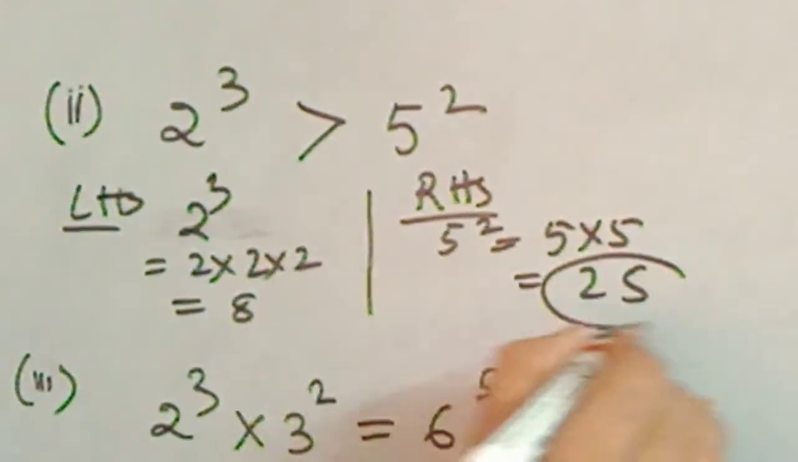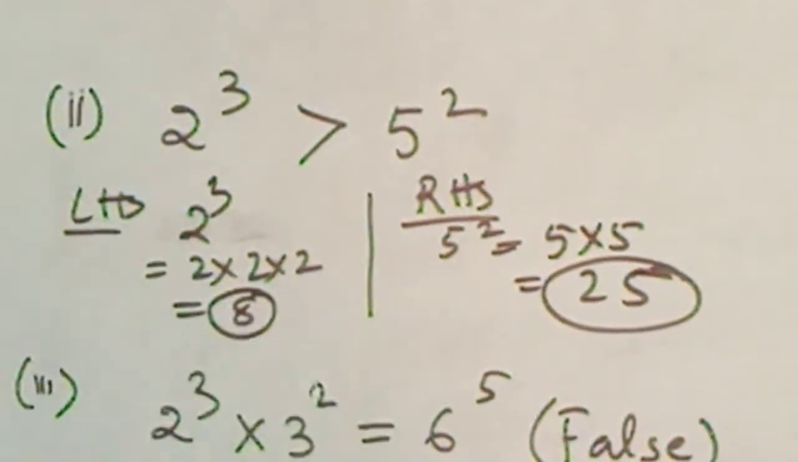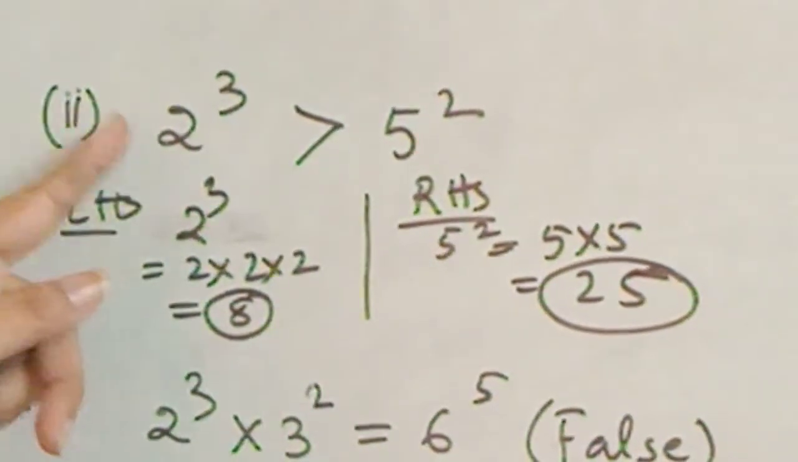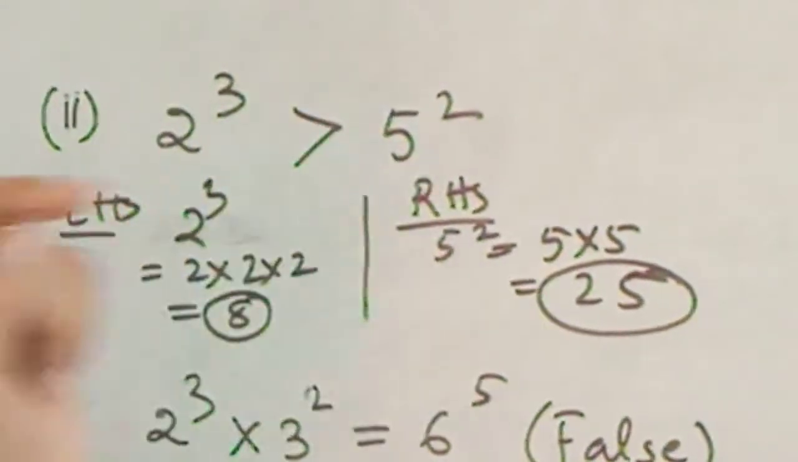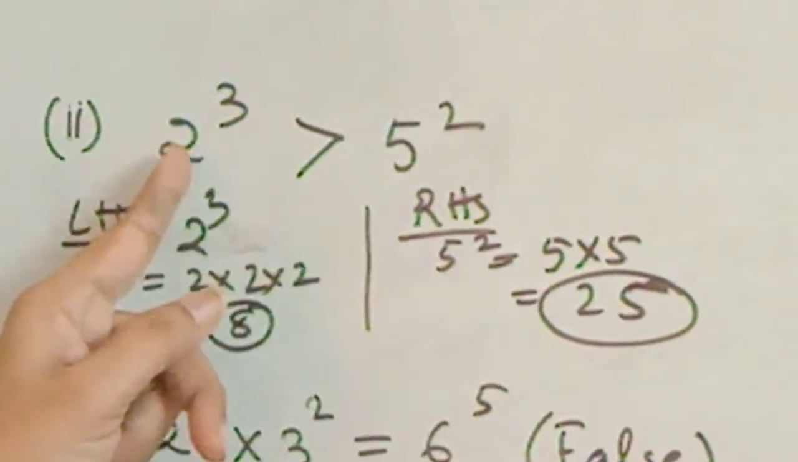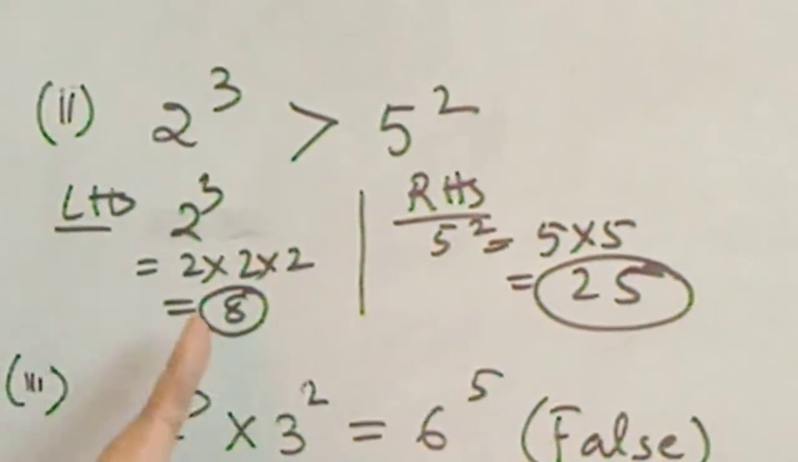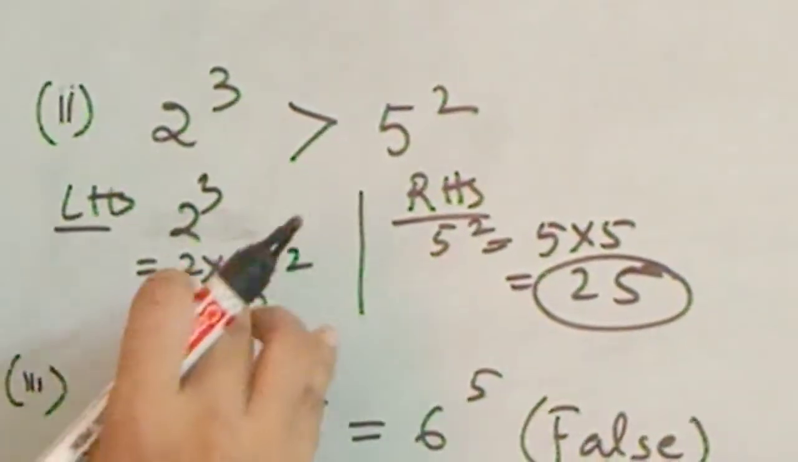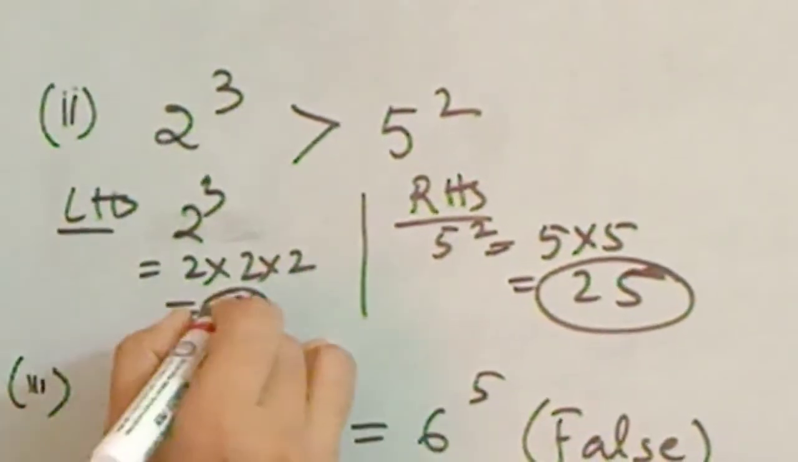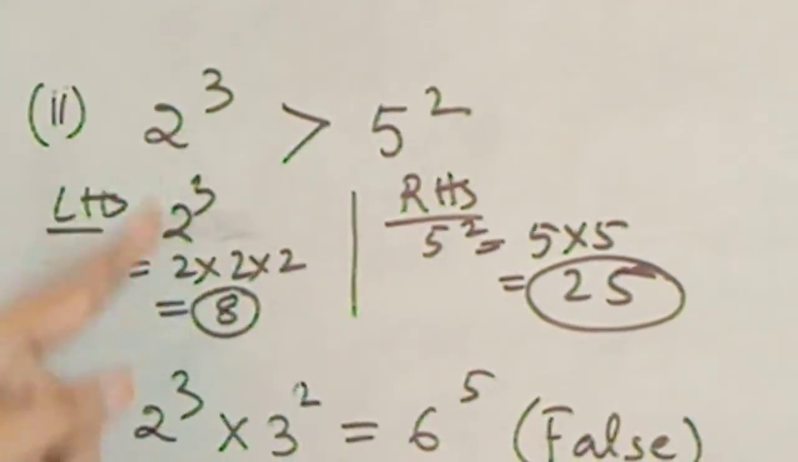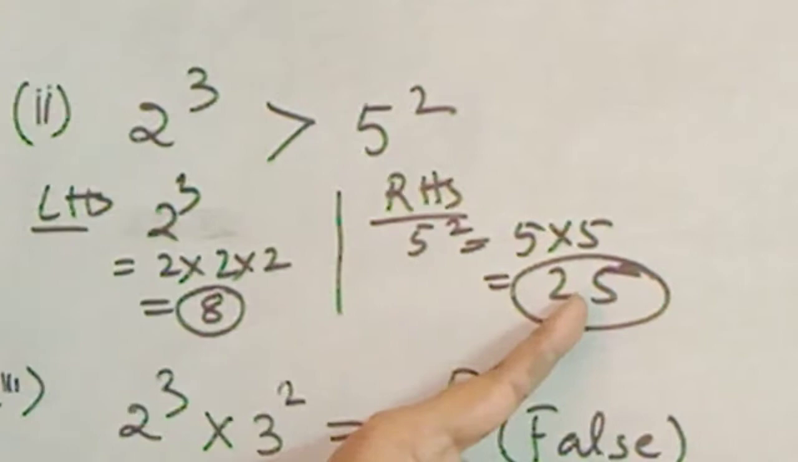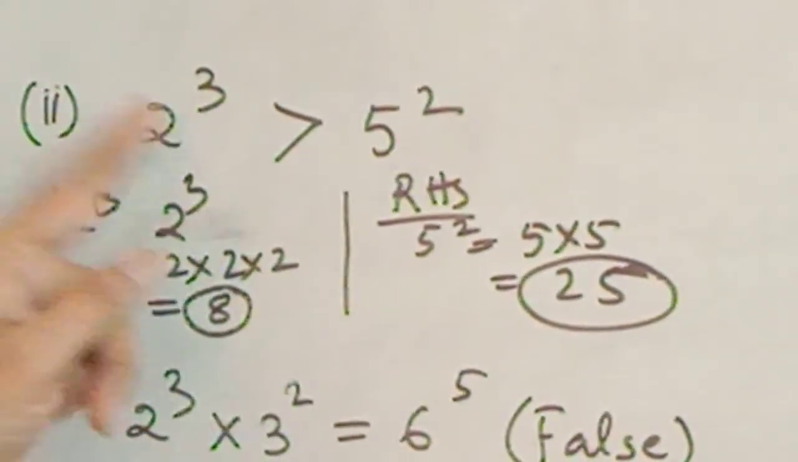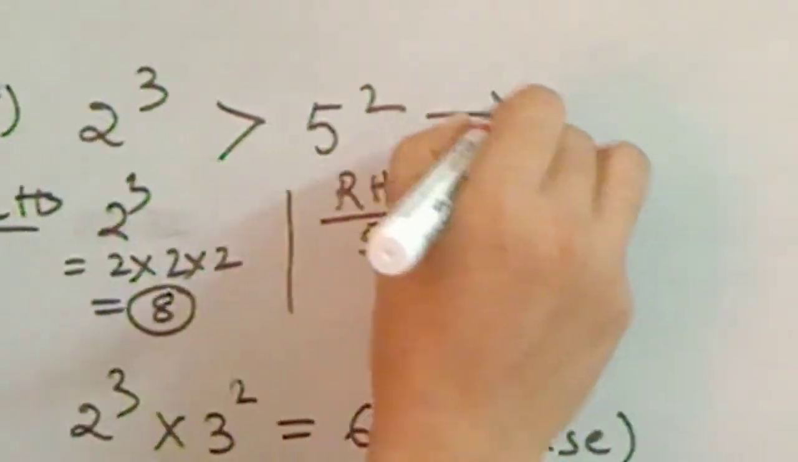What do you think? 25 and 8, which one is greater? Though the power is more, the base is much smaller, and not consecutive numbers either. So in that case, the power does not tell the result of this number. So 2 cube is 8 and 5 square is 25. So 5 square is not less here, 2 cube is less. That is why it is false.